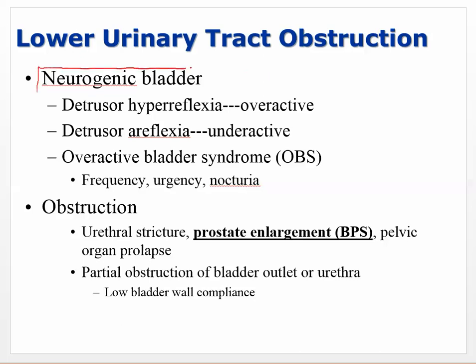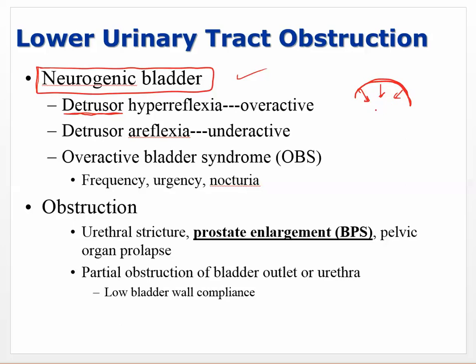So now we're moving down, we're moving out of the kidney, and we're still talking about obstruction, but we're going to talk about the bladder, and we're going to talk about something called neurogenic bladder. So neurogenic means that it's generated or results from some problem with neurons. Okay, so some problem with the nervous system. So we'll go through that. Detrusor hyperreflexia. Remember, your detrusor is that muscle that surrounds the bladder that squeezes, and that's what squeezes the urine out.